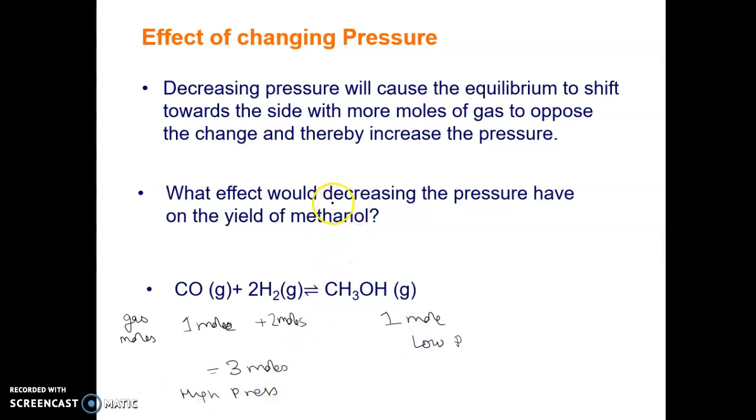So if I decrease the pressure, then the position of equilibrium will move to the side with higher pressure. So that would be your first point. It would move to the side with higher pressure to oppose the change, and therefore it would move to the left-hand side, and therefore the amount of methanol produced would decrease.